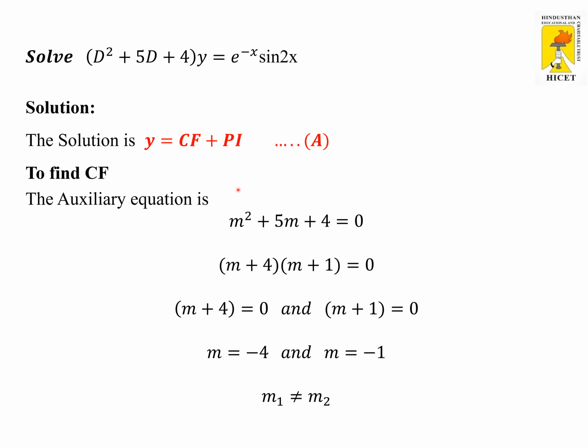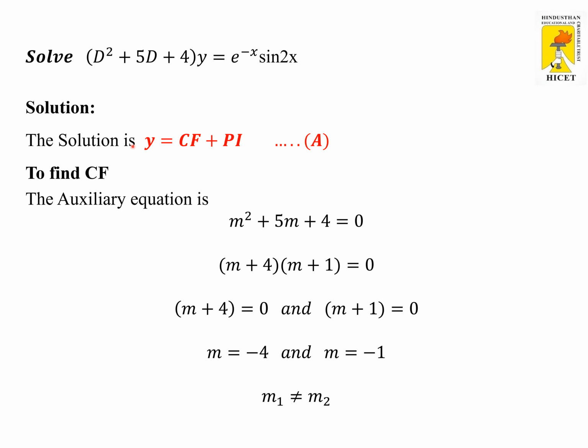Now let us see one example for solving a second order differential equation. Solve (D squared plus 5D plus 4) y equal to e^(-x) sin 2x. In this case we have only one term on the right hand side, that is our f of x.